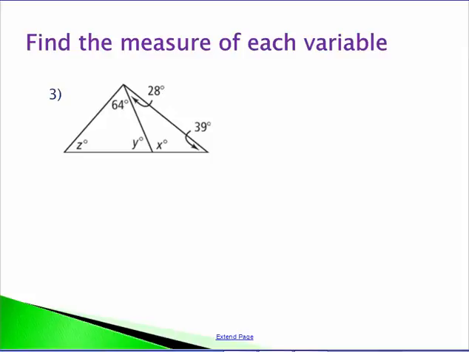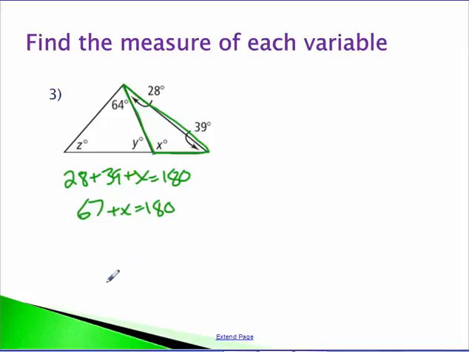Let's look at our next example. We want to find x, y, and z. So what I want to do first is look at, and I'll trace it in green, this triangle first. When I look at that triangle, I know that the three angles in the triangle will add up to 180. 28 plus 39 plus x equals 180. So I'm going to combine like terms. I'm going to add the 28 and the 39. 67 plus x equals 180. So then take 180 and subtract the 67, and you get 113.